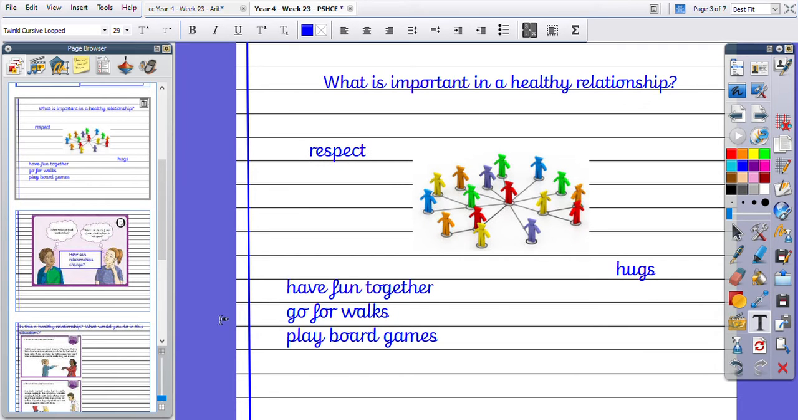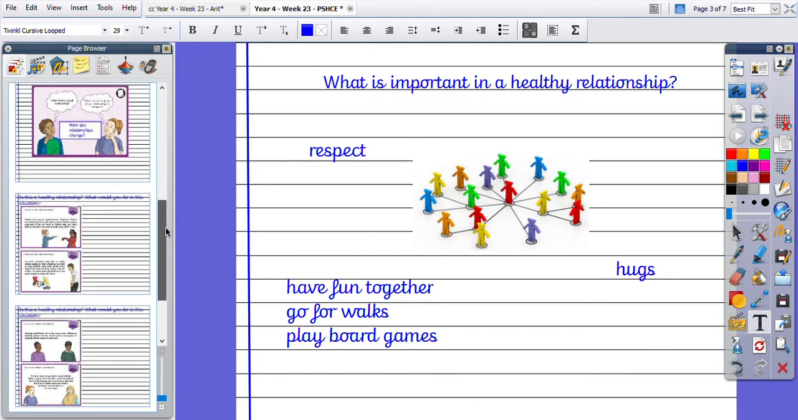So here are some ideas to start you off. What do you think is important to you in a healthy relationship? So making a mind map in your book.